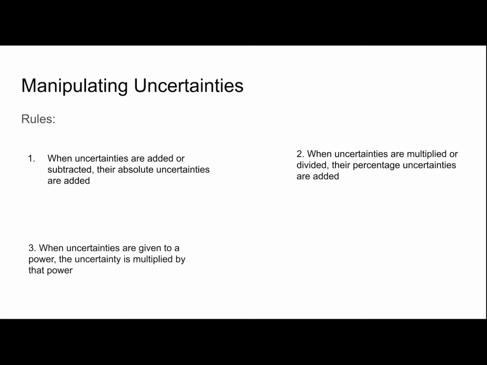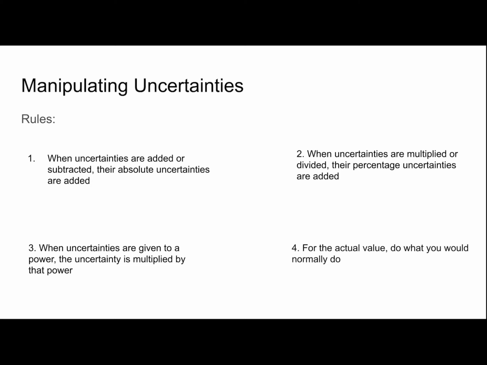Number three, when the uncertainties are given to a power, the percentage uncertainty is multiplied by that power. For example, if we have an uncertainty squared, then our value will be squared, but our percentage uncertainty will be doubled. A square root is the same as saying to the power of 1/2, so our value would be square rooted, but our percentage uncertainty will be halved.